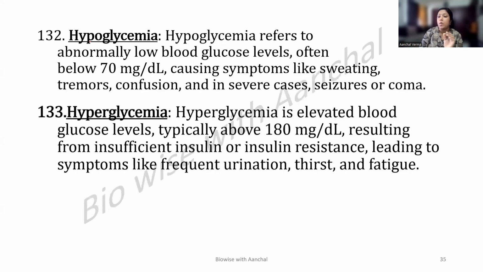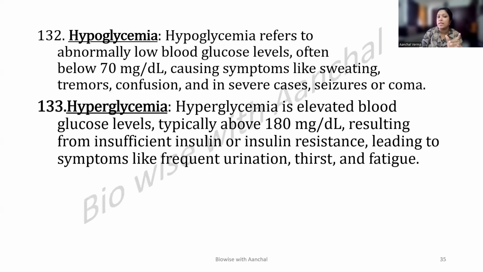Then hypo means less, glyc means glucose, emia is blood. So hypoglycemia refers to abnormally low blood glucose level, often below 70 milligram per deciliter of blood, causing symptoms like sweating, tremors, confusion, and in severe cases, seizures and coma.